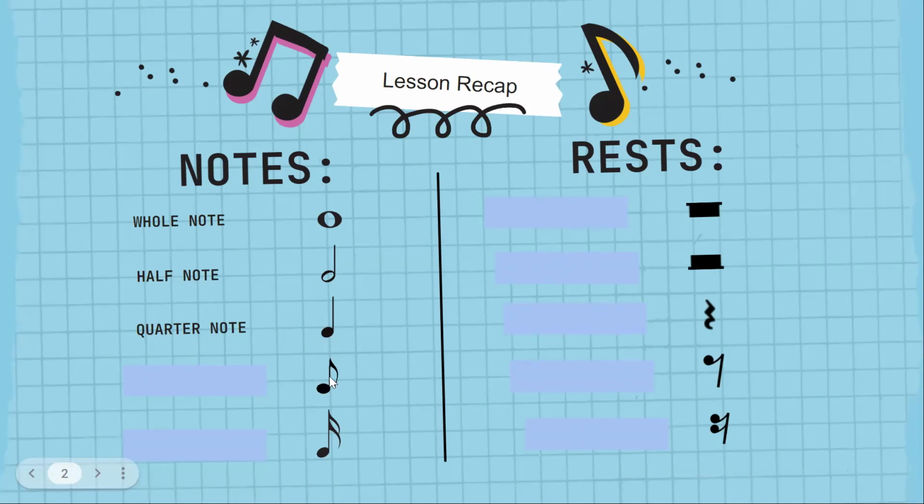And then next, this one is filled in, and it's similar to the quarter note, but it has one flag on it. What is this called? It is an eighth note. Okay, and then the next one has 2 flags on it. It is a 16th note. That means that it counts for 1/16 of the measure.